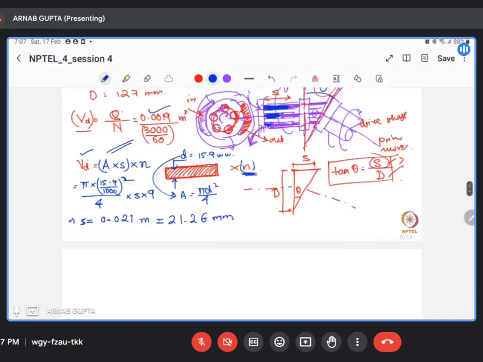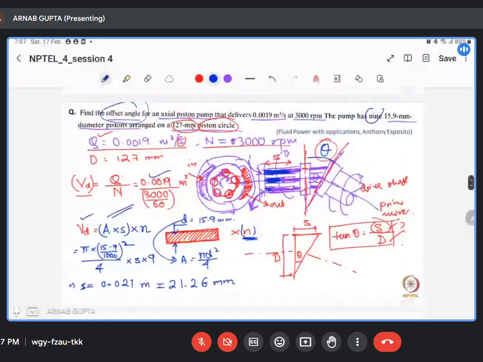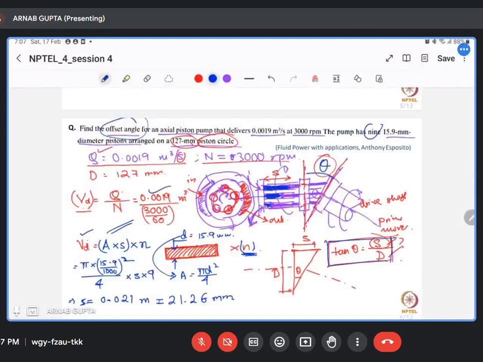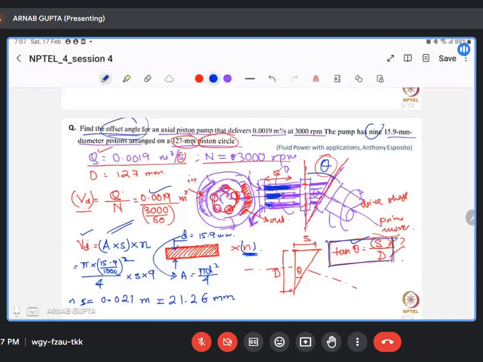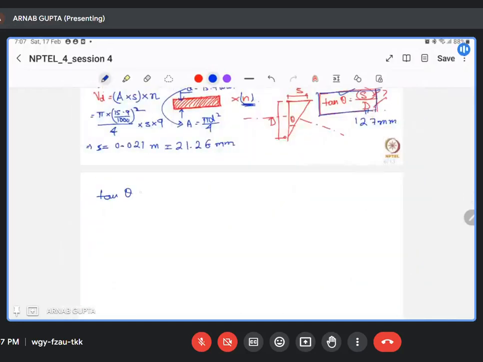Next, once we have gotten S, we will just use these equations to calculate the offset angle, that is theta. We already know D is nothing but 127 mm. So your tan theta is basically S by D.